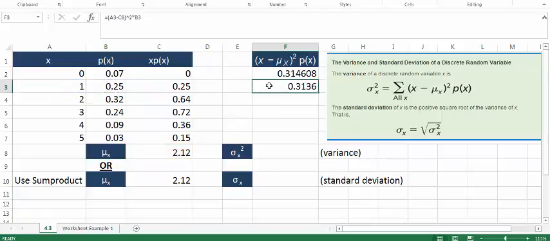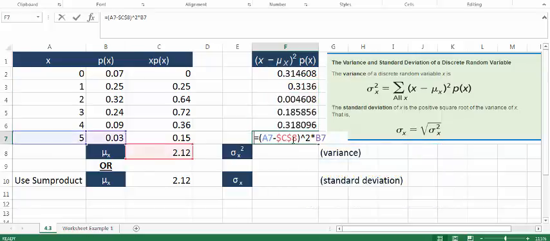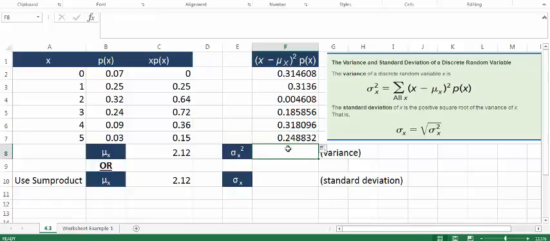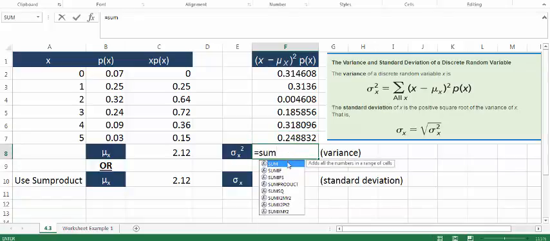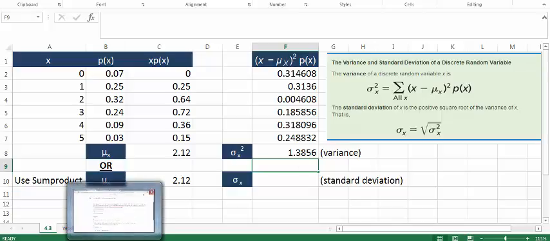If you don't want to continue typing it all throughout, we can go ahead and drag it down. We just need to lock my mean formula, F4. Now when I drag it down, those cells move, but I stick with the mean cell, and that's what I want. Now we just need to sum all of those pieces together. Equals sum of those cells. Okay, so that's for part B.